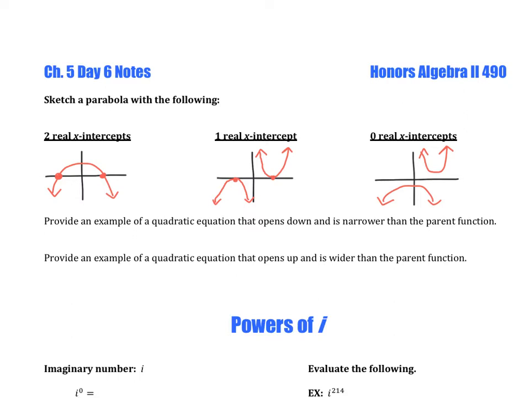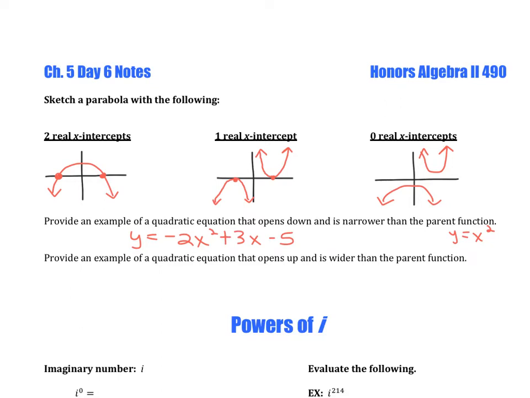All right, in the next example, we're going to provide an example of a quadratic equation that opens down and is narrower than the parent function. And reminder, the parent function is going to be y equals x squared. It's the most basic quadratic function that we could have, and everything is in comparison to that. So it's similar to the concept that we did with absolute value equations earlier in the year. We compared absolute value equations to the parent function to figure out if they opened up or down or if they were narrower or wider than the parent function. So this is a similar concept. An example of a quadratic equation that opens down and is narrower than the parent function would be something like this: y is equal to negative 2x squared plus 3x minus 5.